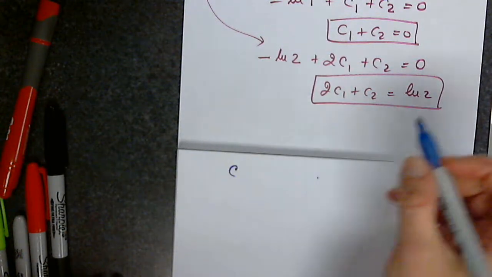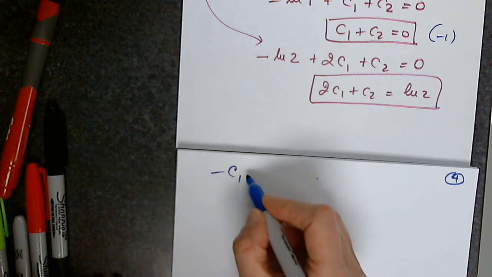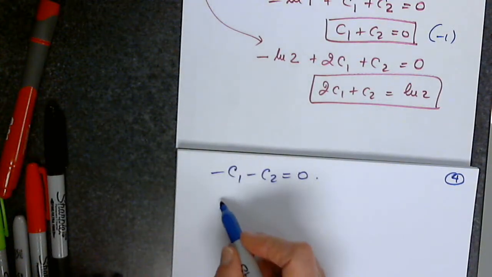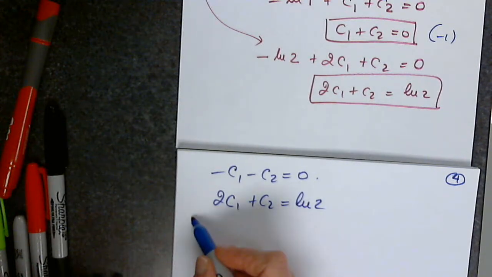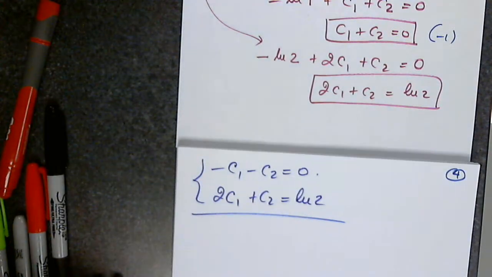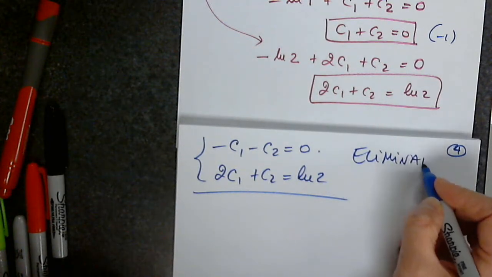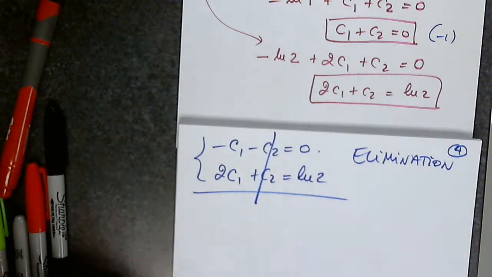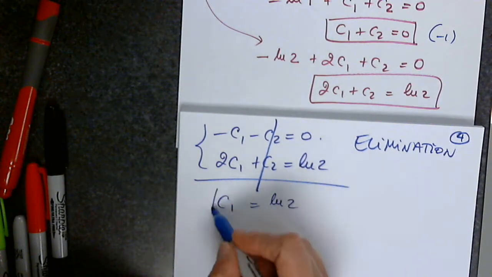So I have c, and I'm going to multiply the first equation both sides by negative 1. Negative c1, negative c2 equals 0. 2c1 plus c2 equals natural log 2. This is my system. I'm using elimination. These two go away when I add. This is c1, which will be natural log 2.